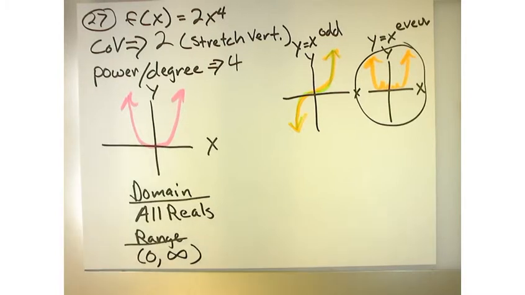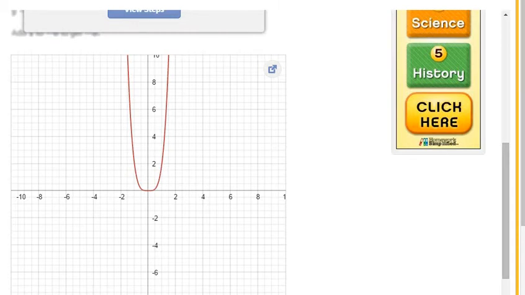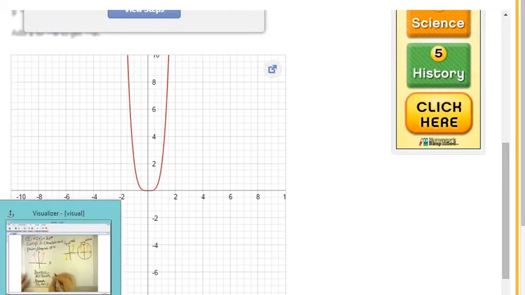All right. Do you guys see any symmetries? Let me rephrase that question. Do you guys see any symmetries? Yes. What do you see? The symmetry. Symmetry about what? Y. Very good.